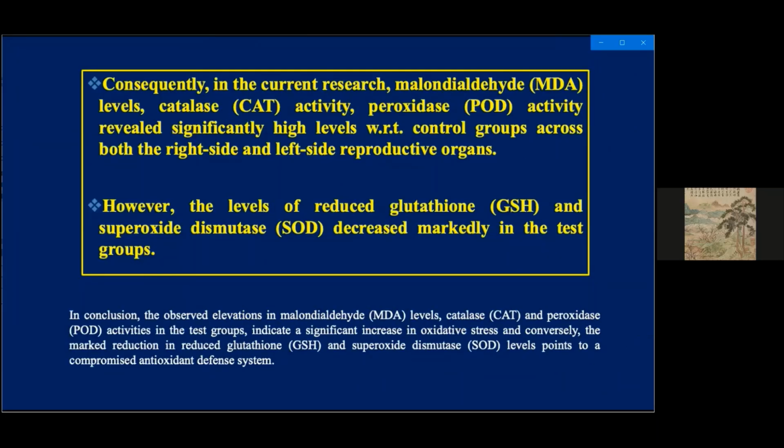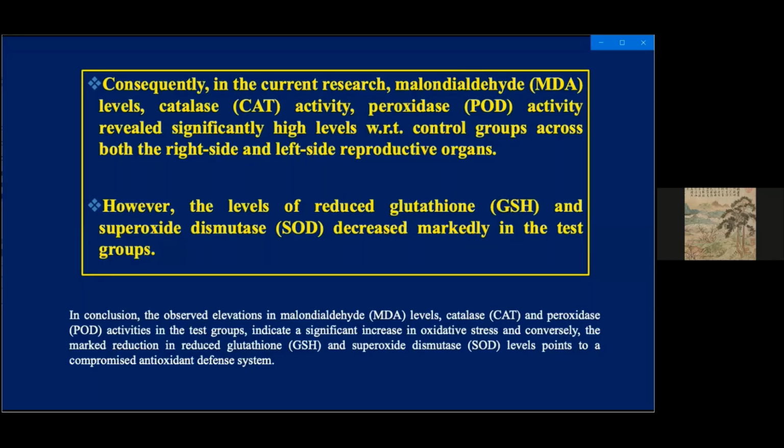All the present results can be summarized as follows: the level of MDA, catalase and peroxidase activity goes significantly high in the test group as compared to control groups on both sides of the organs, right side as well as left side, whereas the level of reduced glutathione and superoxide dismutase goes significantly low in the test group as compared to the control group.